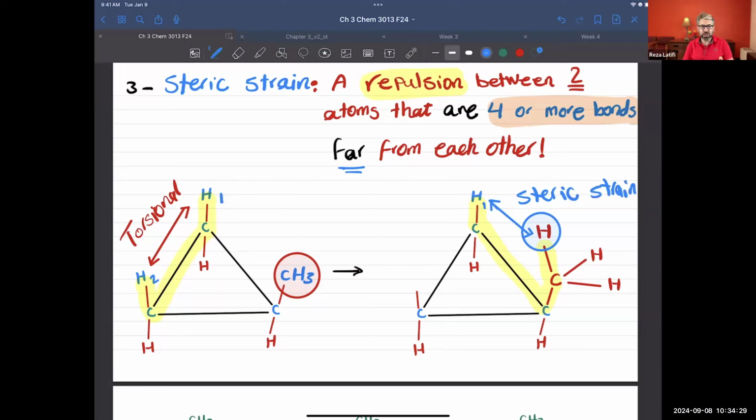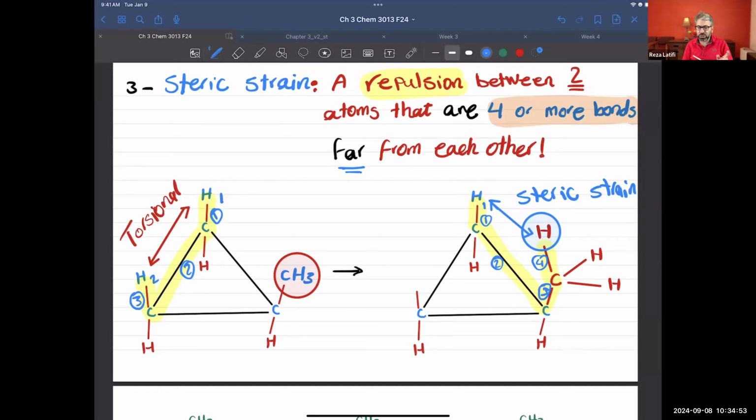So when do I get the torsional? In order to get torsional, I need to have 2 atoms that are 3 bonds far from each other. When do I get the steric? I need to have 4 bonds. That's the first bond, second bond, third bond, and that one is the 4th bond. Well, for the torsional, we had 1, 2, 3 bonds.